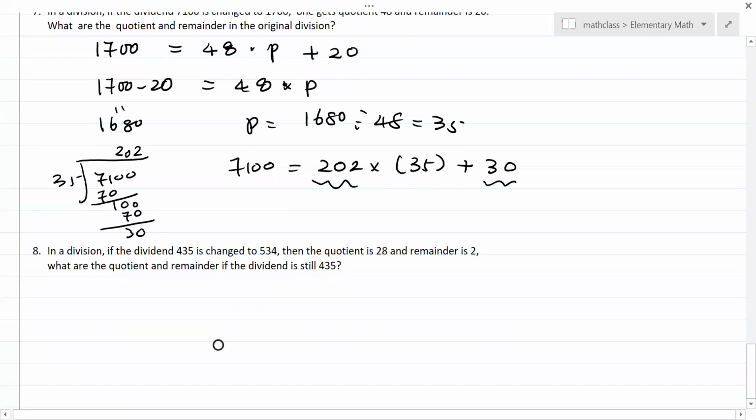In a division, if the dividend is 435, it's changed to 534, and then the quotient is 28. The remainder is 2. What does the quotient remain if the dividend is still 435? That's similar to the above problem. Okay, please do it.